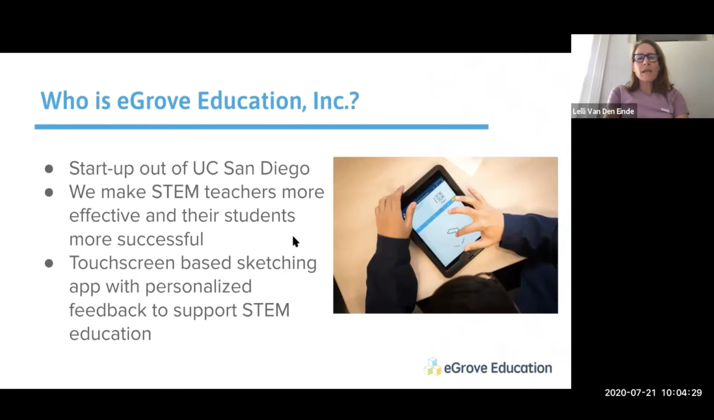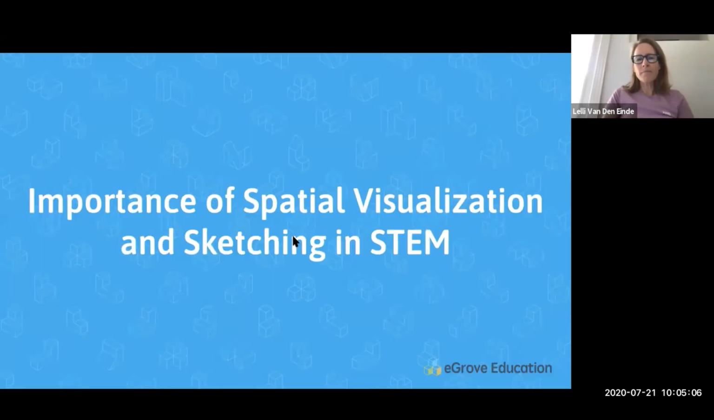We developed this touchscreen-based app, and I'll go over some of its features. It has an automatic grading algorithm that makes it very suitable for remote instruction, and it gives feedback and meaningful hints to students as if a teacher is looking over their shoulder at their sketches. We're teaching hand sketching, whereas normally spatial visualization skills are taught through multiple choice questions. We feel the act of sketching improves your spatial skills. So I'll talk a little about the importance of spatial visualization and sketching.